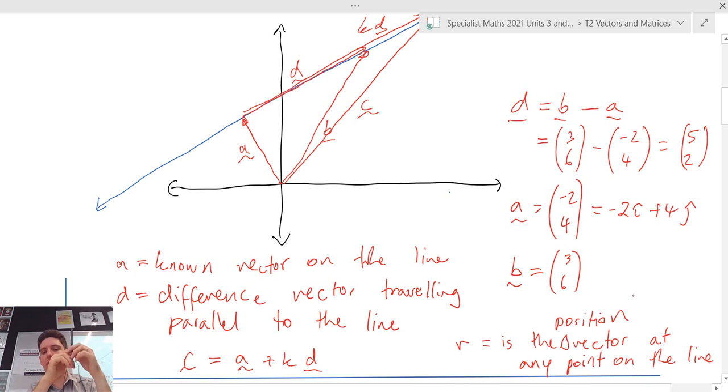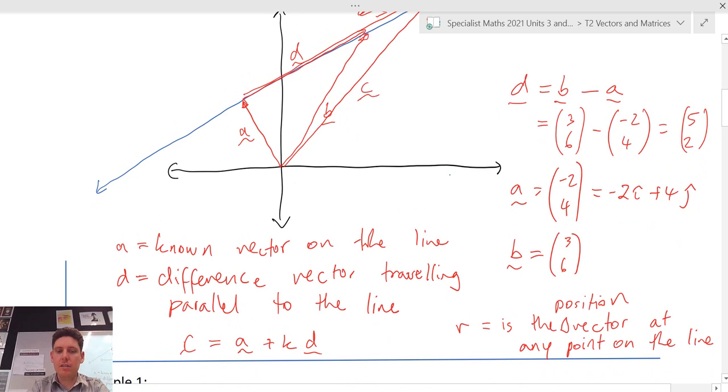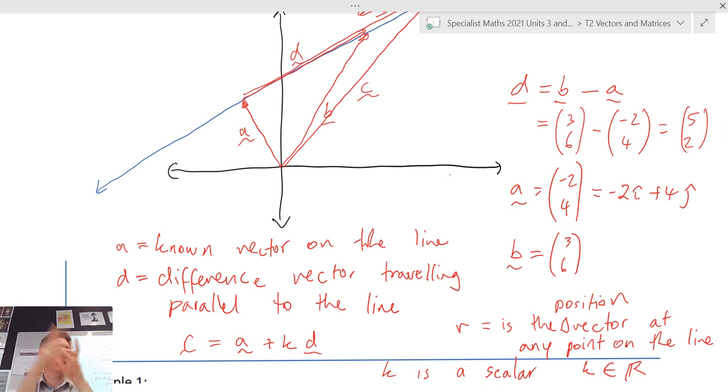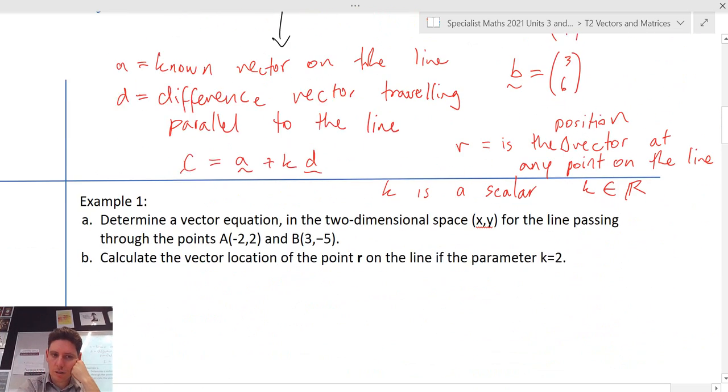Terminology, R is the position vector at any point on the line. K is a scalar, in case you didn't figure that out, so it has no direction. Is D. Okay, move on.